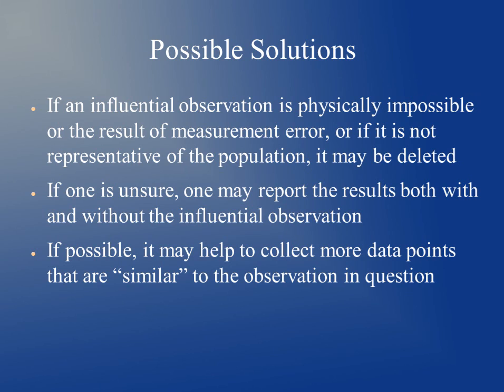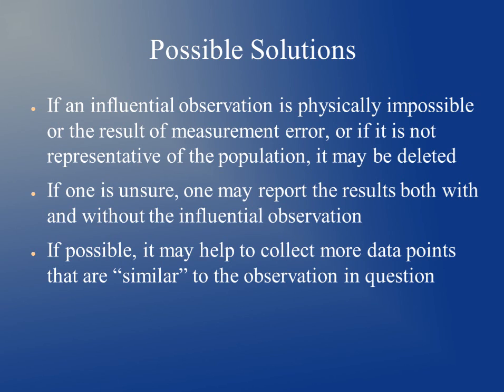So if the observation is physically impossible, like if we're measuring the weight of adults and we have a value of 2, that's not really possible. But if we have a value of 300, if we're looking at pounds, that's possible. It's just an extreme value. So we'd want to only remove data points if they are the results of measurement error or if they're not representative of the population. If we're unsure, we can report both with and without that influential observation. So that's being safe. We could do two regression models.